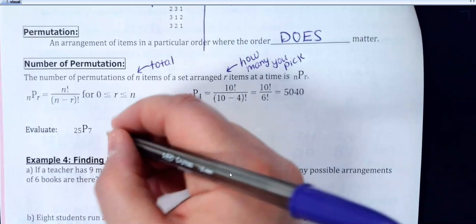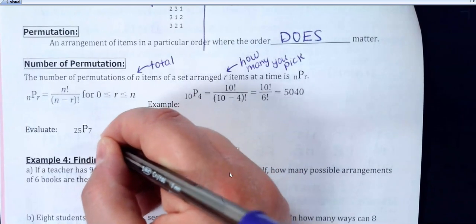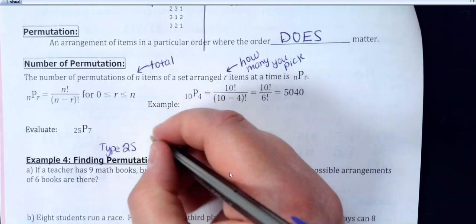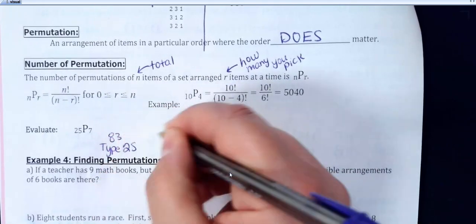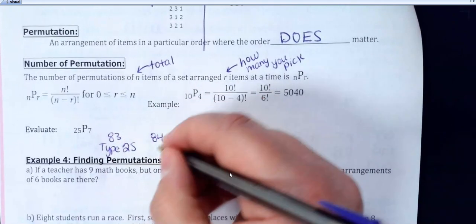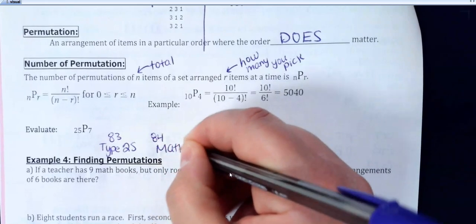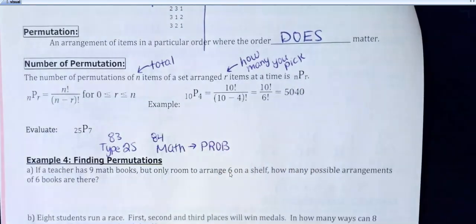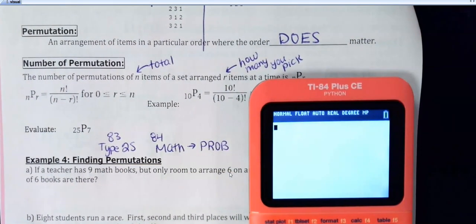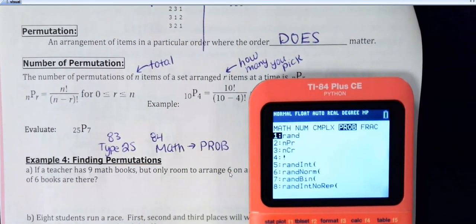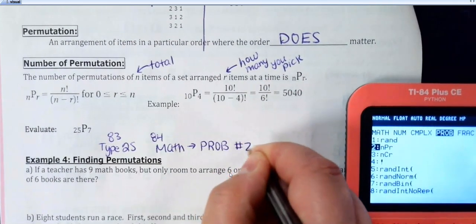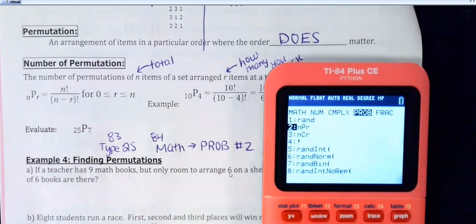If you have an 83, TI 83, you have to type the 25 first and then do what I'm going to do. If you have an 84, all we're going to do is hit that math, arrow over to that probability menu, and I think, let's see, it is nPr for permutation. It's the second one down. So for the permutation, just go ahead and click on that.